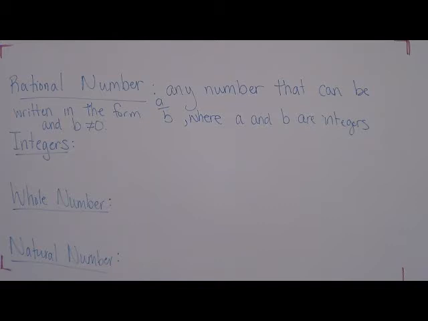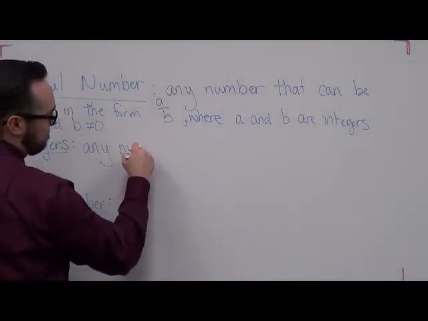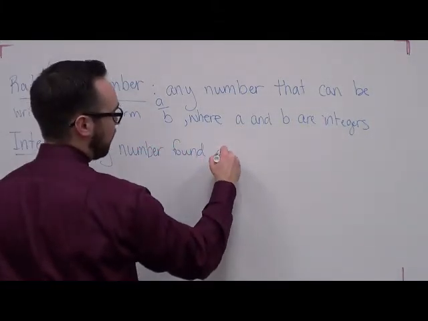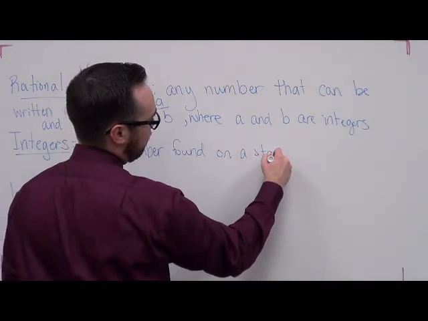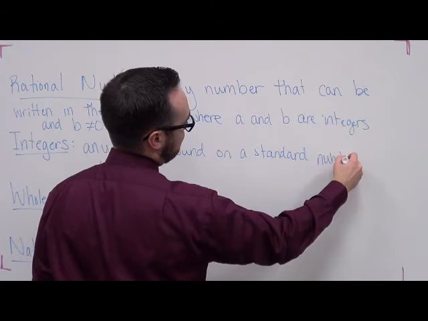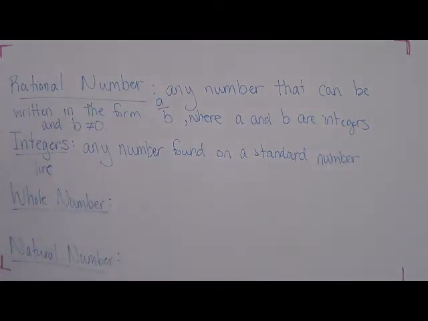Now, an integer, remember, is any number found on a standard number line. And so again, that means both positive and negative numbers, and that's going to be anything like 25, negative 623, no decimals. So integers are just any number found on a standard number line.